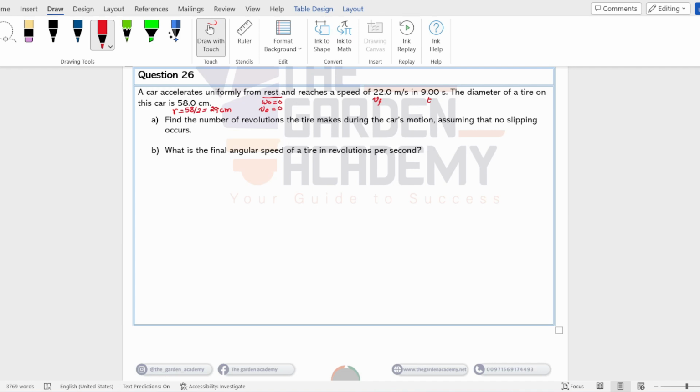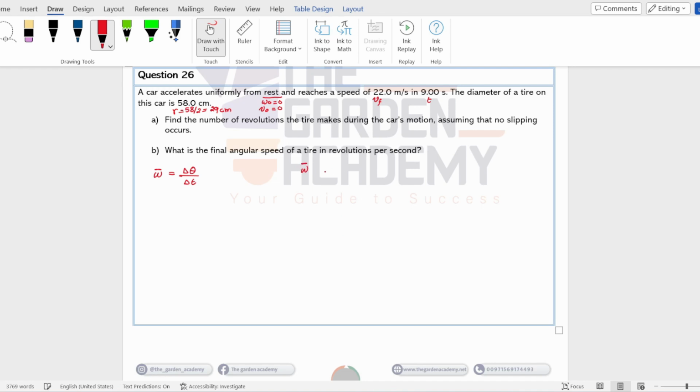Now, to find delta theta, which is basically what we want to find in this question, we can use the following equation. What is it? It is basically omega bar equals delta theta divided by delta t. So if we find omega bar, which is the average angular velocity, then multiplied by the time given in the question, we can find delta theta. The answer will be in radians, so we have to convert to revolutions. Now, let's see how we can find omega bar.